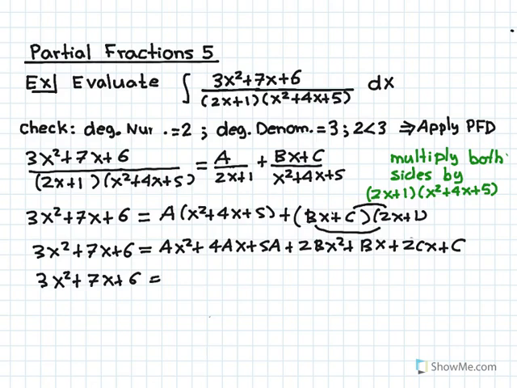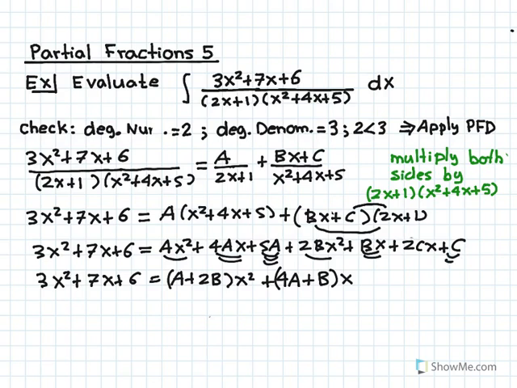Now let's add up all the terms and rearrange them, starting with all the terms that involve x squared. So we have Ax squared plus 2Bx squared, and let's factor out the x squared. So we get A plus 2B times x squared. Now let's factor out x for all the terms that involve x: 4Ax plus Bx, so we get 4A plus B times x. Now let's look at all the constant terms. So we have 5A plus C.